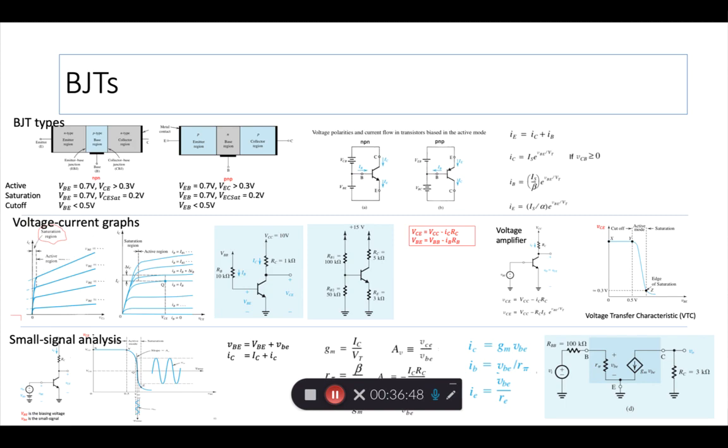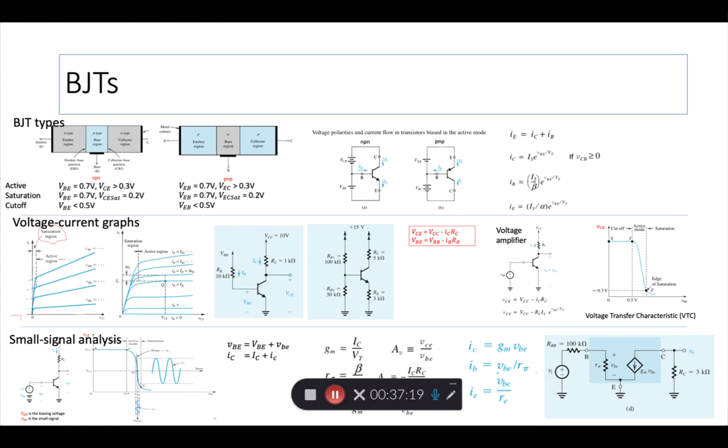If you want a certain value of the collector current or a certain value of the collector to emitter voltage VCE, then you need to be able to design the resistor values, right? So there are many different biasing circuits. We are not going to study too many of the biasing details in this course.